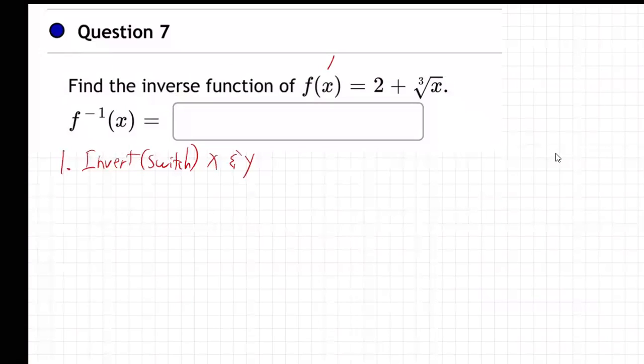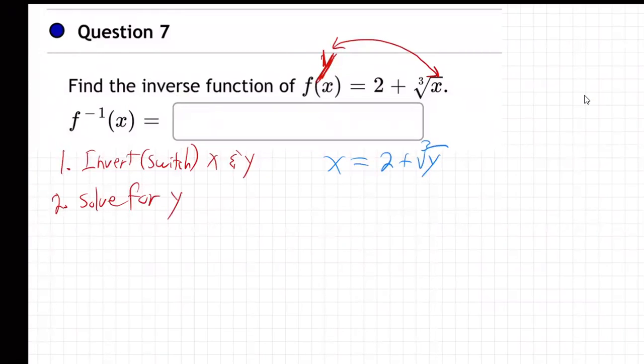Now, where's y? Well, remember, functions are y. So that's already y. So I'm going to switch positions with x and y. And so what we'll get is x out here and y in there. So that's step one. Invert or switch x and y. That's the inverting. And then step two, solve for y. Get y alone.